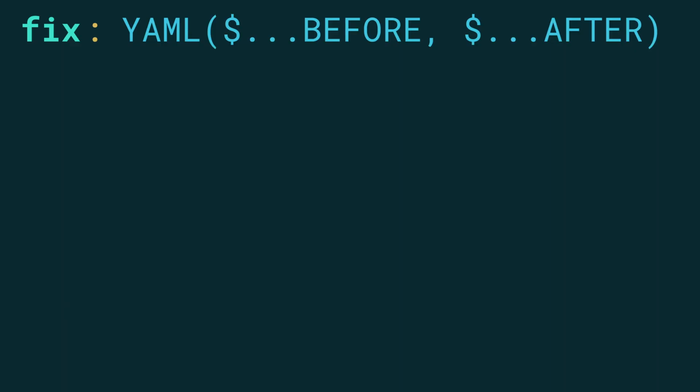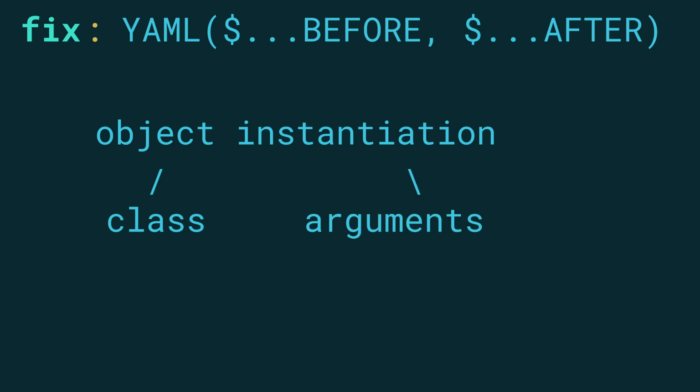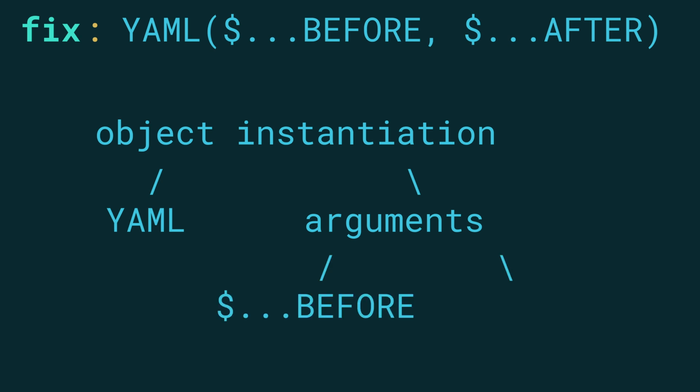First, it will parse the fix pattern into an abstract syntax tree. In this case, we have an object instantiation, which consists of a class name and some arguments. The class name is YAML, and the argument list consists of two arguments, each of our metavariable ellipses, so before and after.